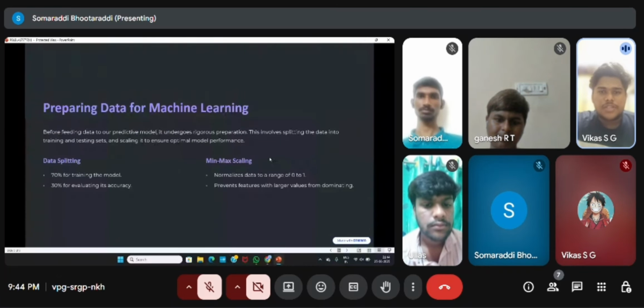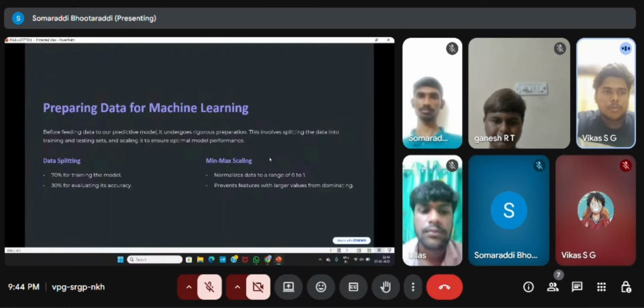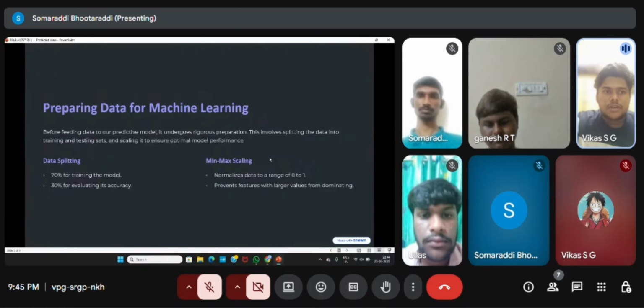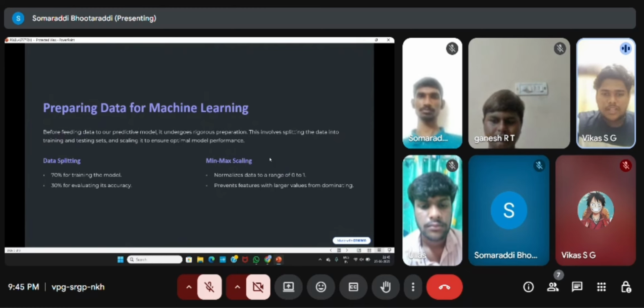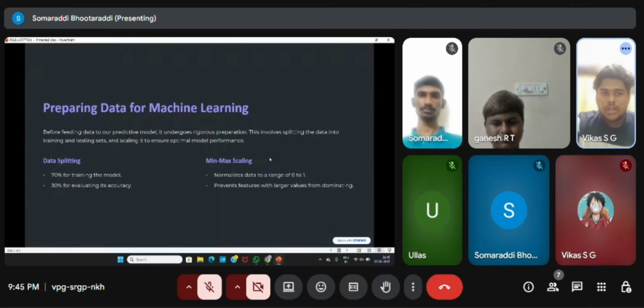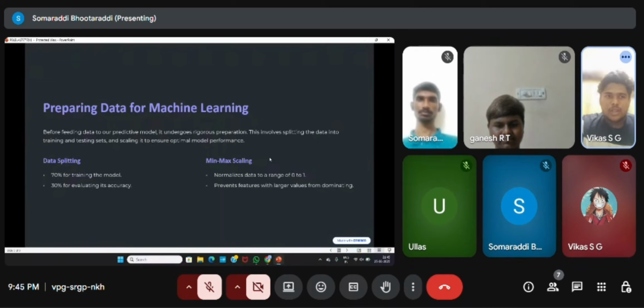Preparing data for machine learning. Before feeding data to our predictive model, it undergoes rigorous preparation. This involves splitting data into training and testing sets and scaling it to ensure optimal model performance. Data splitting: 70% for training the model, 30% for evaluating its accuracy or testing. Min-max scaling normalizes data to a range of 0 to 1, preventing features with larger values from dominating.